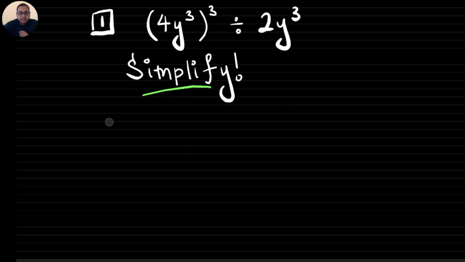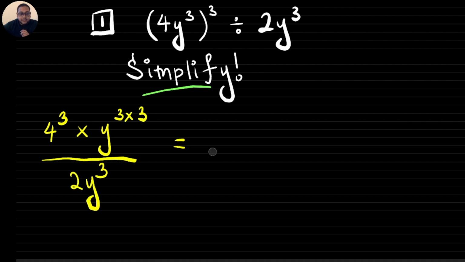We will now apply the laws of indices into applications. We need to follow the order of operations in order to simplify the following algebraic expression. Firstly, I will expand the terms inside the bracket. 4 to the power of 3 multiplied by y to the power of 3 multiplied by 3. As you can see, I have applied the power of 3 outside the bracket to both terms inside the bracket. The common denominator will be 2y to the power of 3.